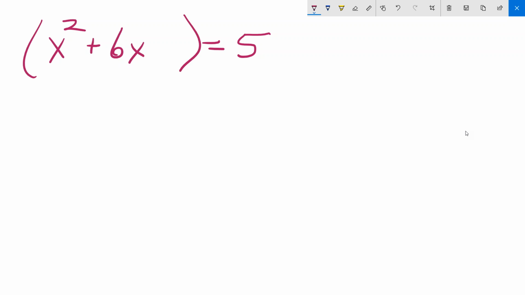Okay, this one is x squared plus 6x minus 5 equals 0. Okay, I'm going to put the 5 on the other side to begin with. And now I'm going to put parentheses, and I'm going to leave room to complete the square inside the parentheses. So what's the next step? Take half of 6 and then square it. Okay, and then add it. To the other side? To both sides. Okay.